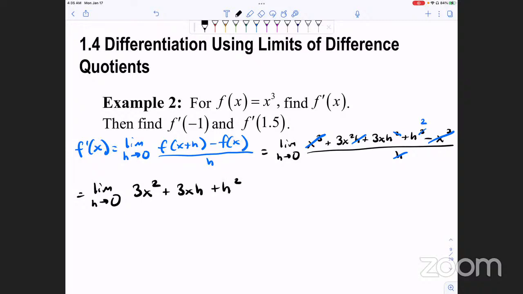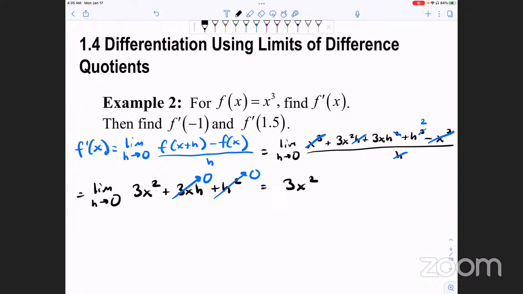So now I think once we cancel the h's like that, we're ready to essentially just evaluate the limit as h tends to 0. So then what happens, we're simply just plugging in. That goes to 0, this goes to 0, and we're left with 3x squared. So we're saying the f prime of x is 3x squared.